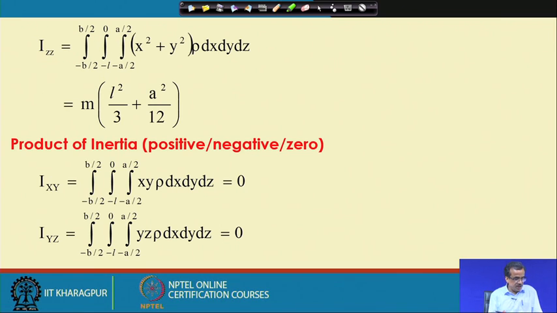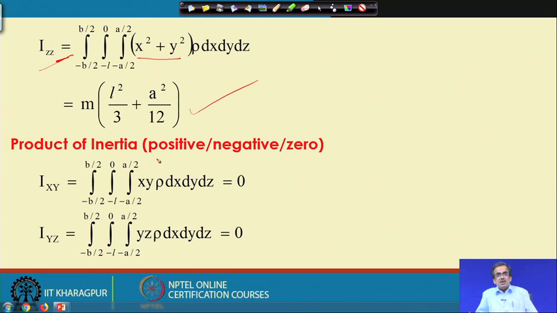Similarly, by following this, we can also find out I z z, and that is nothing but, in place of r square, I will have to write down x square plus y square. If you carry out this integration, you will be getting m times L square by 3 plus a square by 12.